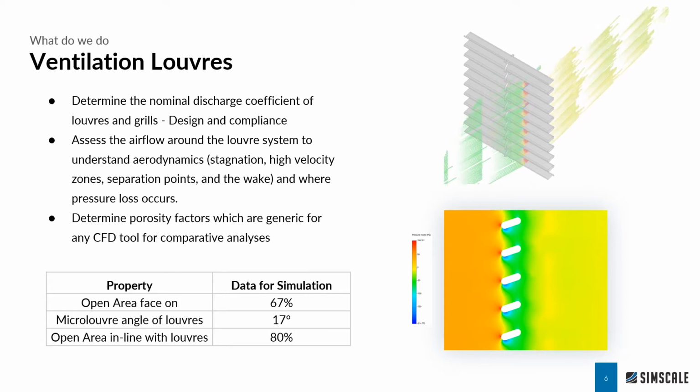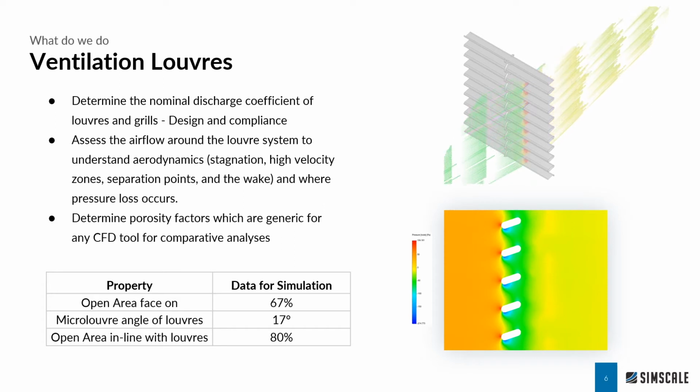Now here you can see examples in the images on the right where we're optimizing the aerodynamic performance of louvers and grills. So again, you can model at a micro scale and understand the aerodynamics. You can look at things like stagnation, high velocity zones, separation points of the flow, wake regions, and where pressure loss occurs to optimize the fin or blade angle of the louvers themselves. And you can determine porosity factors, which are generic for any CFD tool for comparison purposes.